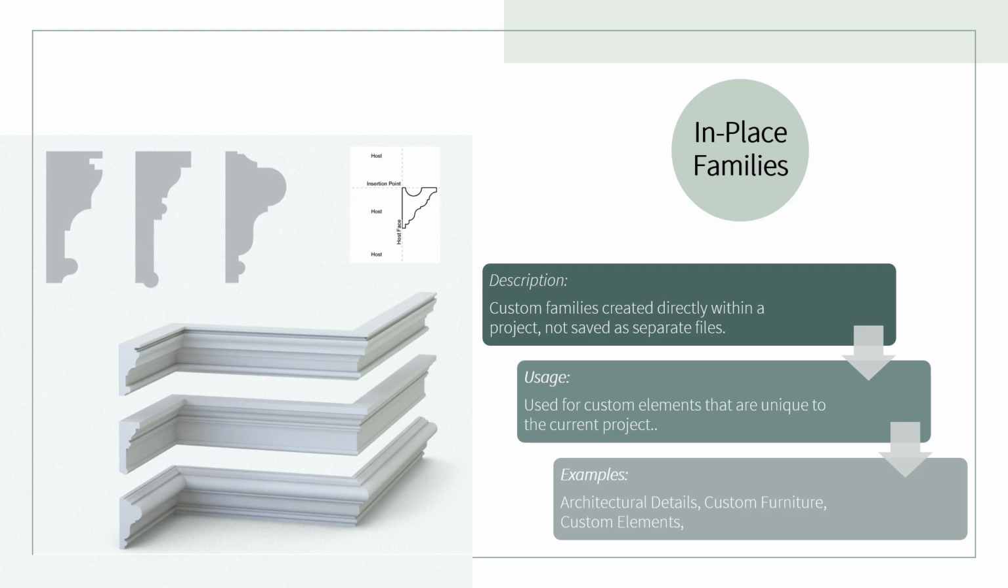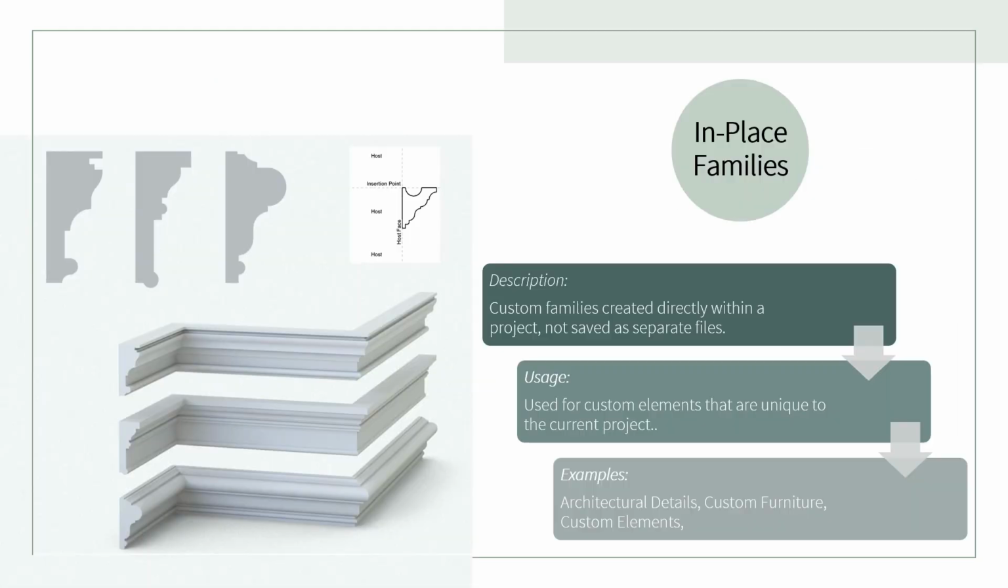Now, let's talk about in-place families. These are custom families created directly within a project. Unlike loadable families, in-place families are not saved as separate files, they are embedded in the project. In-place families are useful when you need to create custom elements that are unique to the current project. For example, architectural details and custom furniture are all potential in-place families. Since these families are specific to a particular project, they cannot be reused elsewhere, making them ideal for one-off designs or project-specific needs.